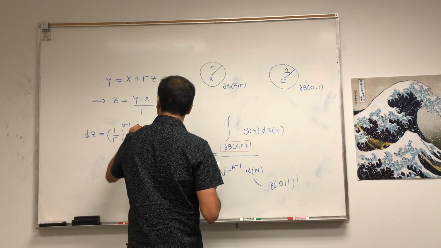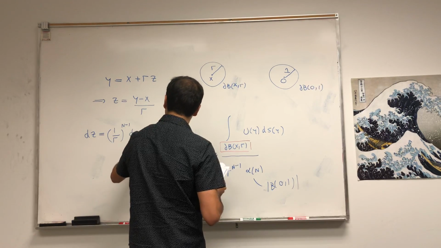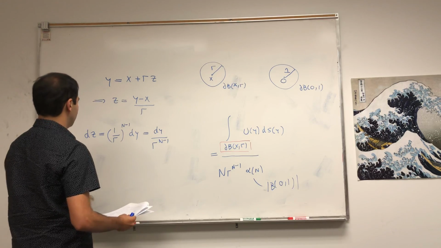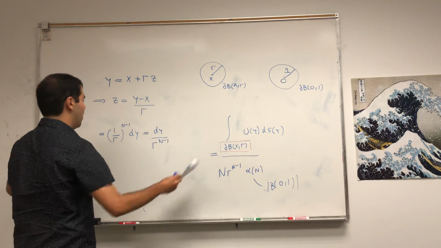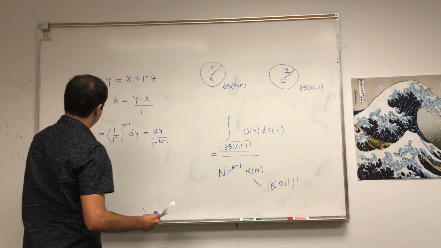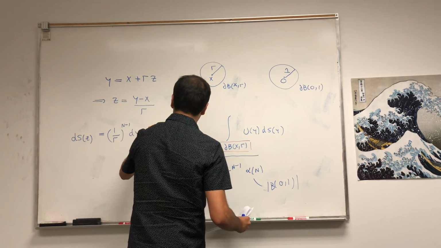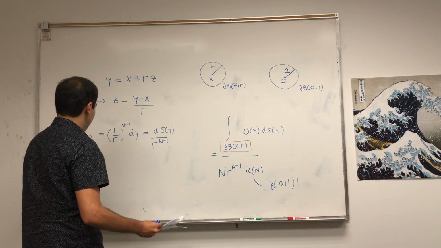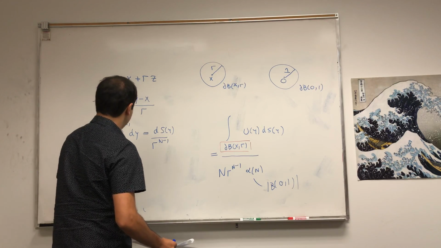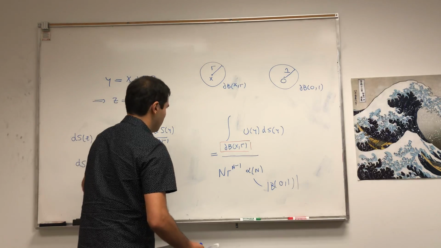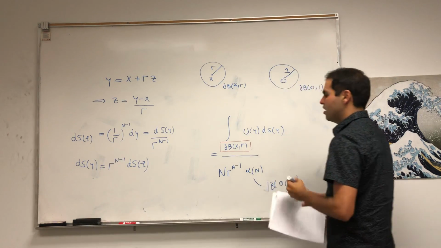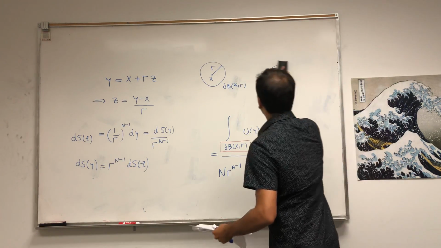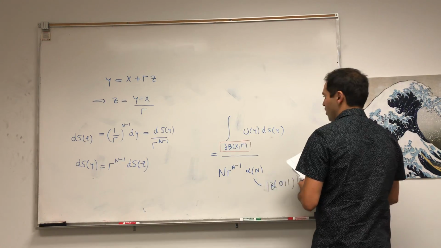Okay, so in the end, we get dy over r to the n minus 1. And so our original thing is, sorry, I meant to say not dz, but on the sphere, so ds of z and ds of y. So basically dy, but on the sphere, so ds of y becomes r to the n minus 1 ds of z. It's good because what does that tell us? It tells us that this new integral then just becomes the following.